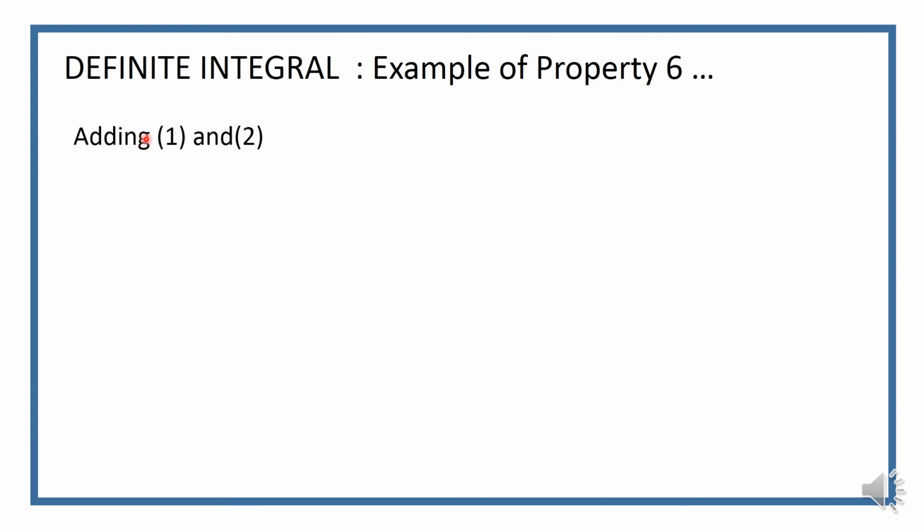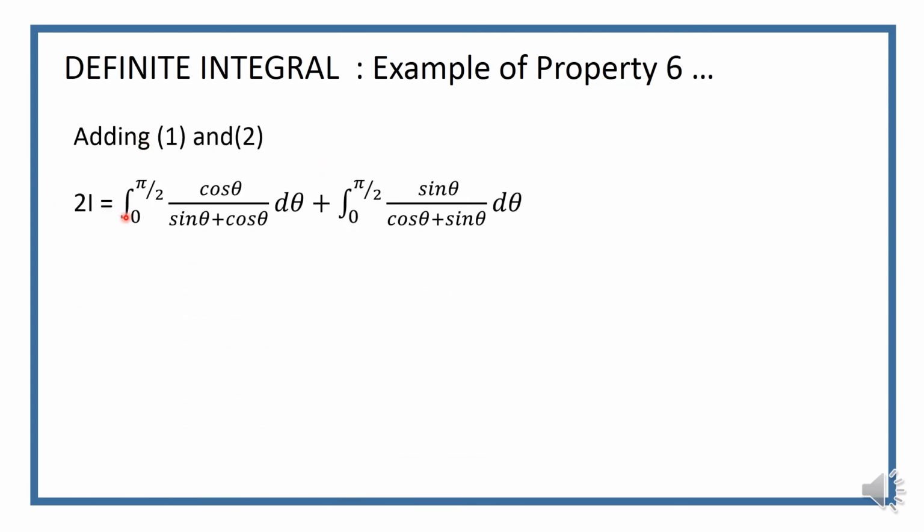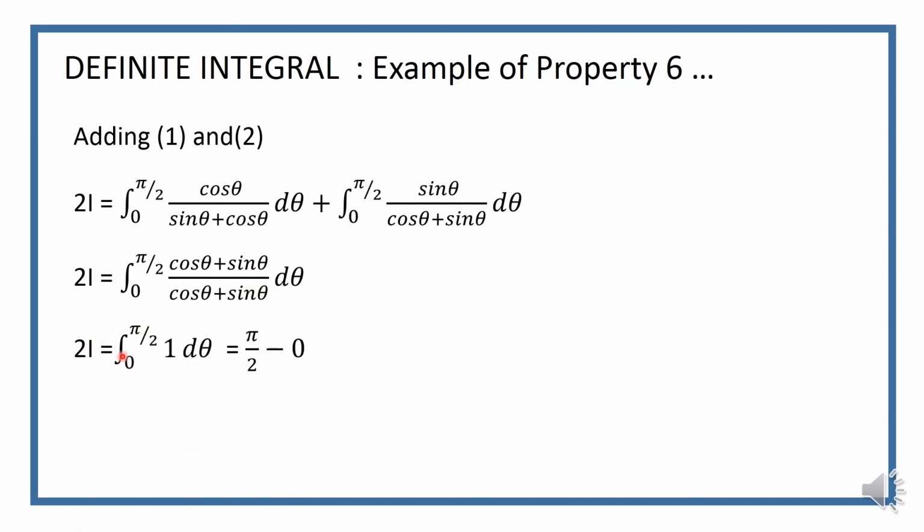Now adding 1 and 2, what we'll get? 2I equal to integration 0 to pi by 2 cos theta upon sin theta plus cos theta d theta plus integration 0 to pi by 2 sin theta upon cos theta plus sin theta d theta. So I can write 2I equal to integration 0 to pi by 2 cos theta plus sin theta upon cos theta plus sin theta d theta. So numerator and denominator will cancel and we get 2I equal to integration 0 to pi by 2 d theta. We know the integration of d theta is theta, and we substitute upper limit minus lower limit. So we write pi by 2 minus 0. So we'll get I as pi by 4.